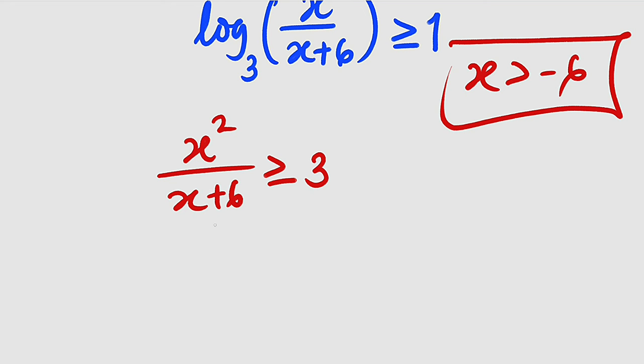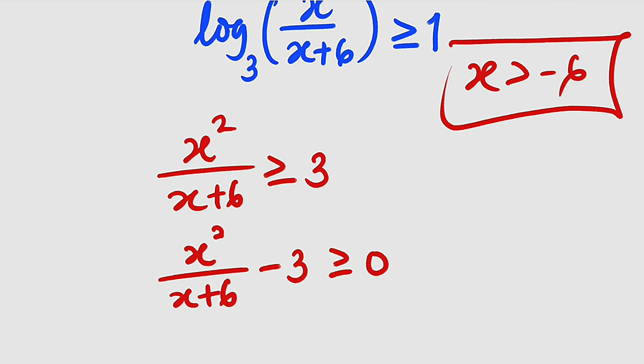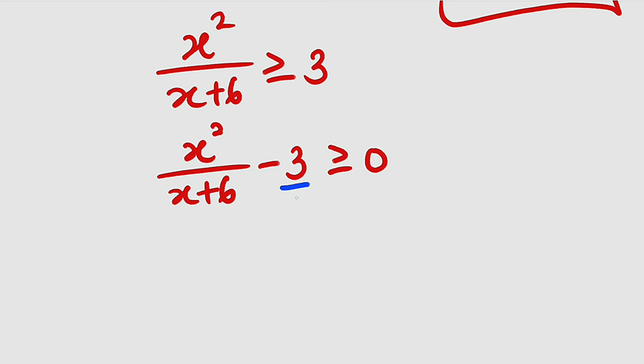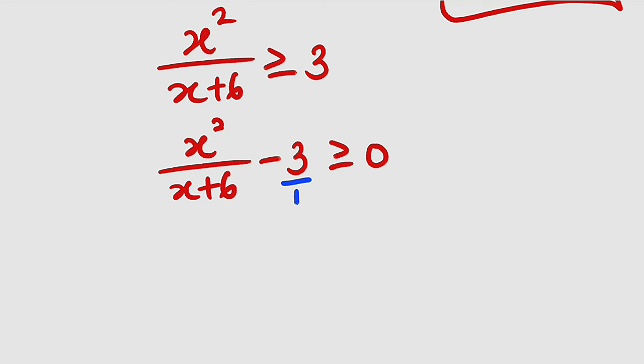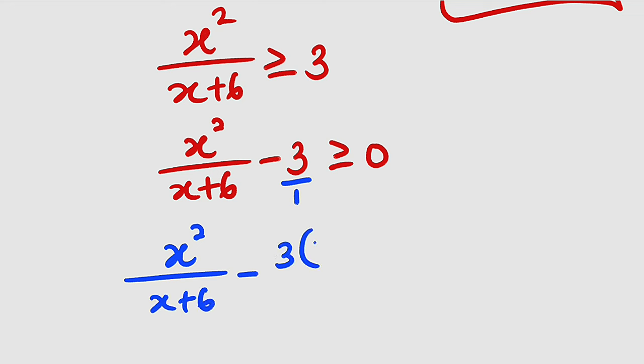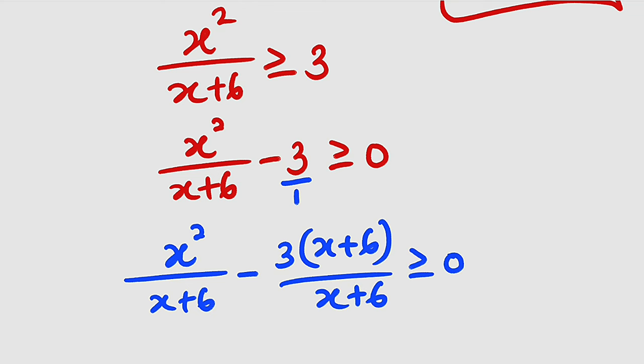We can take it to the left-hand side. We have x squared divided by x plus 6 minus 3 as it crosses over. This is greater or equal to 0. And remember that we can write 3 as 3 divided by 1. To make the denominators the same, we can multiply the top and the bottom by x plus 6. So let's do that. We have x squared divided by x plus 6 minus 3 multiplied by x plus 6 divided by x plus 6. This must be greater or equal to 0.